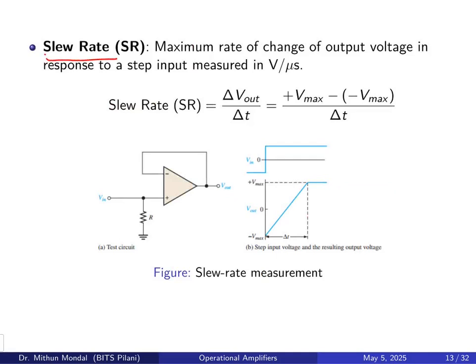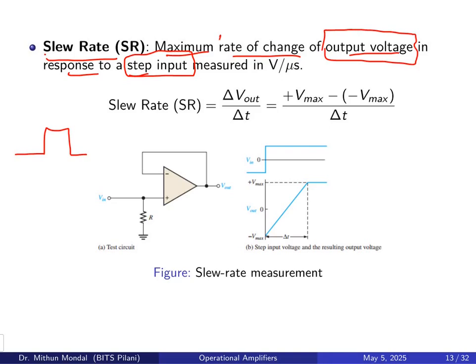This is known as slew rate. So what is slew rate? It is basically the maximum rate of change of the output voltage in response to the step input. So the input that you give is basically a step. So we know this is the step input, and the output voltage we need to measure as the rate of change. So volt per microsecond will be the unit.